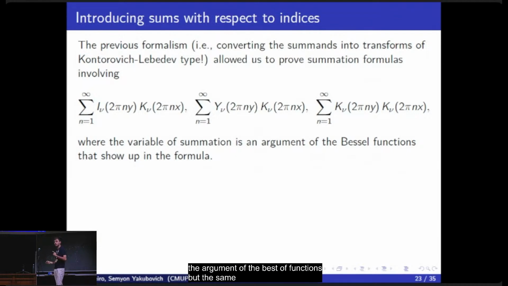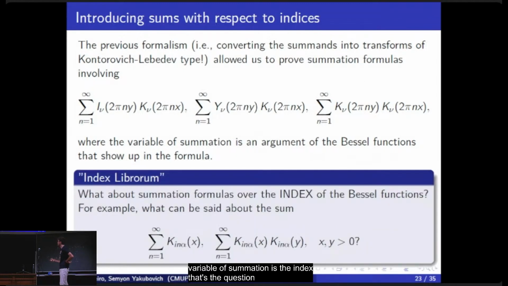But the same question can be asked: what if the argument of the Bessel functions is fixed, like the index is here, but the variable of summation is the index? That's the question. What can we say about sums of this kind? The sum now is not with respect to the argument x. x and y are fixed now, but the variable of summation is precisely the index, nu and alpha. What can we say?